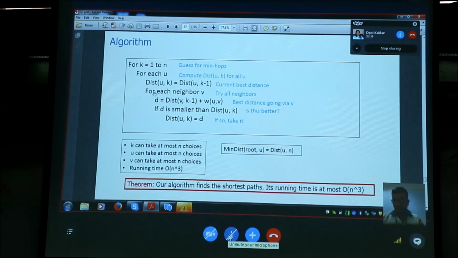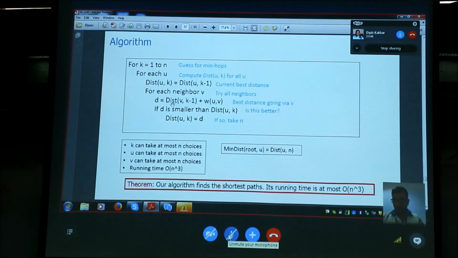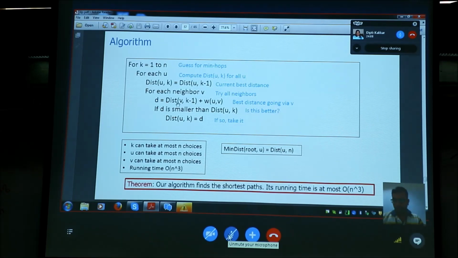Now I think about, can I get a better thing by extending neighbors? So I go through every neighbor. That is this loop. I go through every neighbor and write the recurrence relation. Now, this is the weight I will get if I use this neighbor: v k minus 1 plus w u v. This is the distance proposed by this v. He can guarantee me this. But now I need to take the minimum over all these people. So if this d is smaller than what I already have, I accept the proposal. Otherwise, I reject him, saying no, I don't want you.